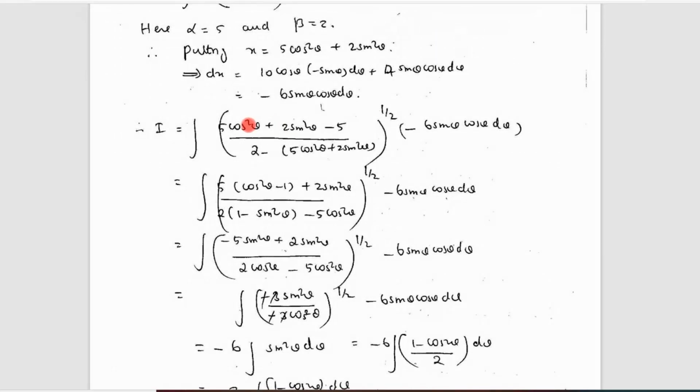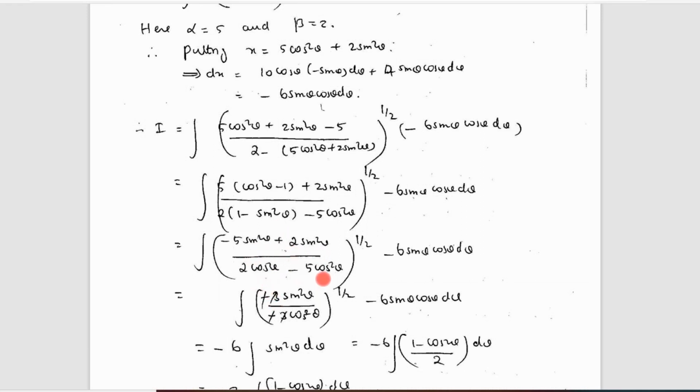Okay. So 5 into, here from these two terms 5 is common. From the first and the third term 5 is common, take it outside. So 5 into cos square theta minus 1 plus 2 sin square theta. And here from 2 minus 2 sin square theta, 2 is common, so take it outside. 1 minus sin square theta minus 5 cos square theta. Now write the formula for cos square theta minus 1 is sin square theta. Here we have to write the formula for 1 minus sin square theta, it is cos square theta.